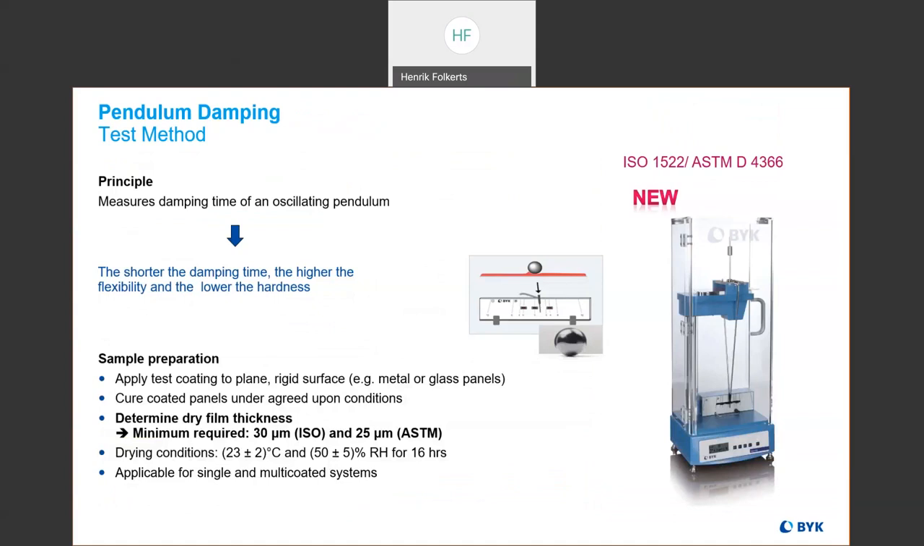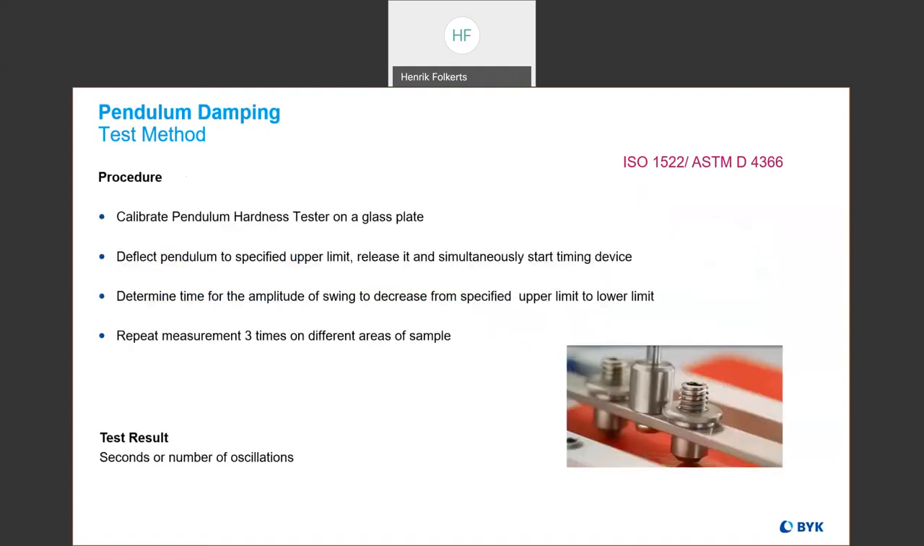In both methods, the sample preparation is defined in detail. The minimum required film thickness for this test is 30 microns in ISO and 25 microns in ASTM. I will explain this in the next slide. There are two different types of pendulums, Koenig and Persoz.